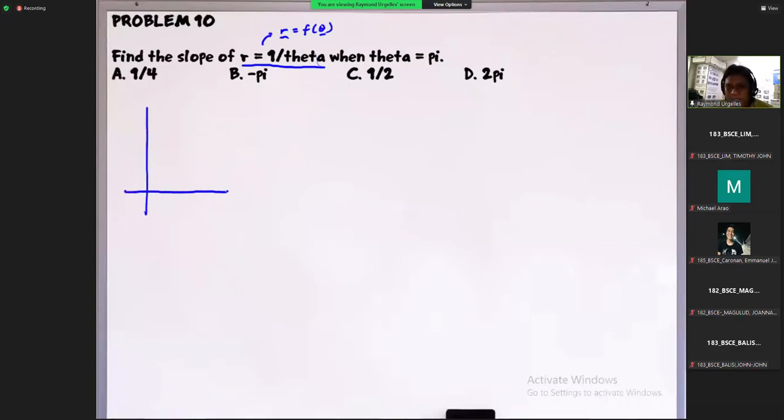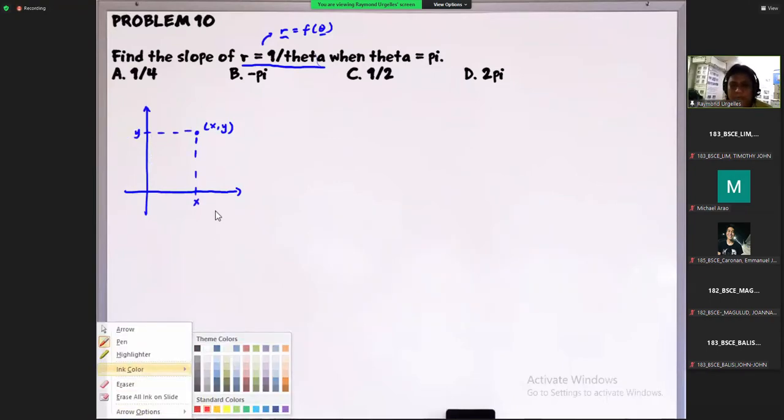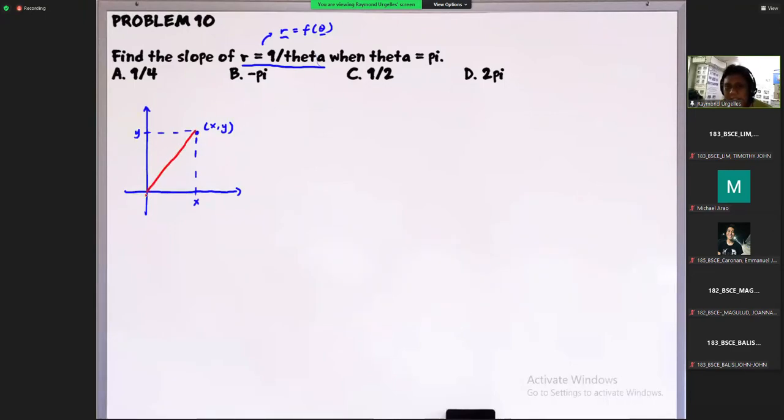Kung ito yung Cartesian plane natin, remember na yung point natin is usually defined as xy in the rectangular coordinate system. Ang ibig sabihin niyan is this is our x coordinate and this is our y coordinate. Pero pagdating sa polar coordinate system, we are using this distance natin from the origin. That is what we call r. Then we have the angle theta with respect to the positive x-axis. Yan yung ginagamit nating coordinates for the polar coordinate system, yan yung r theta natin.